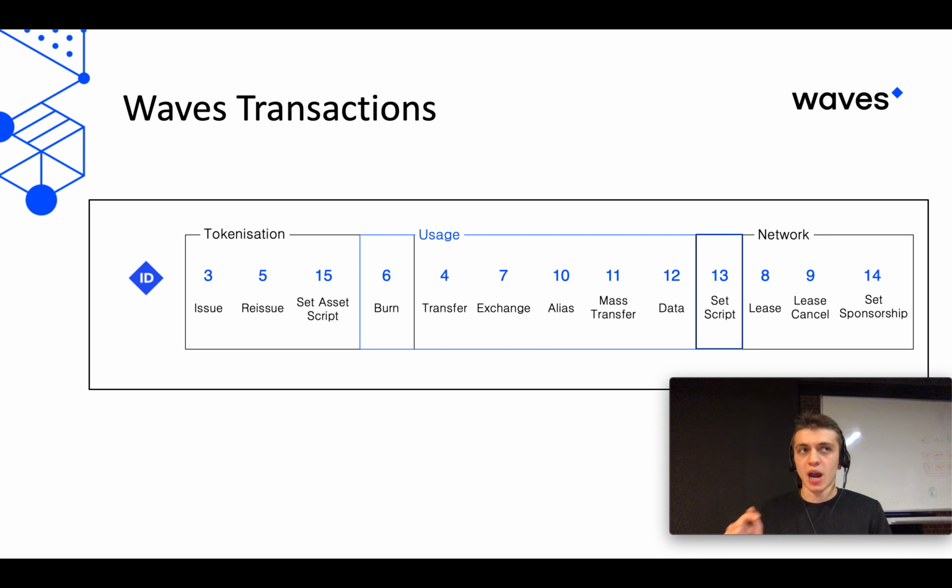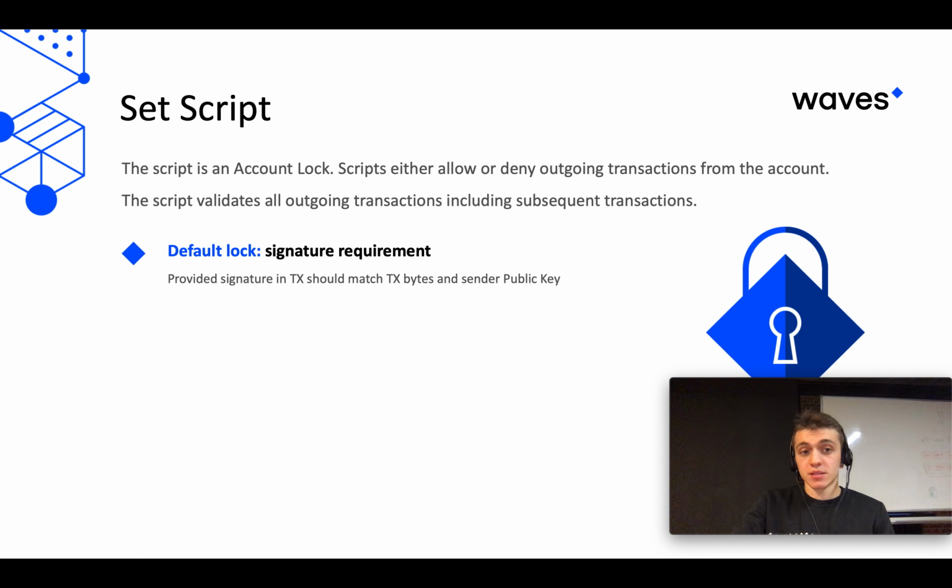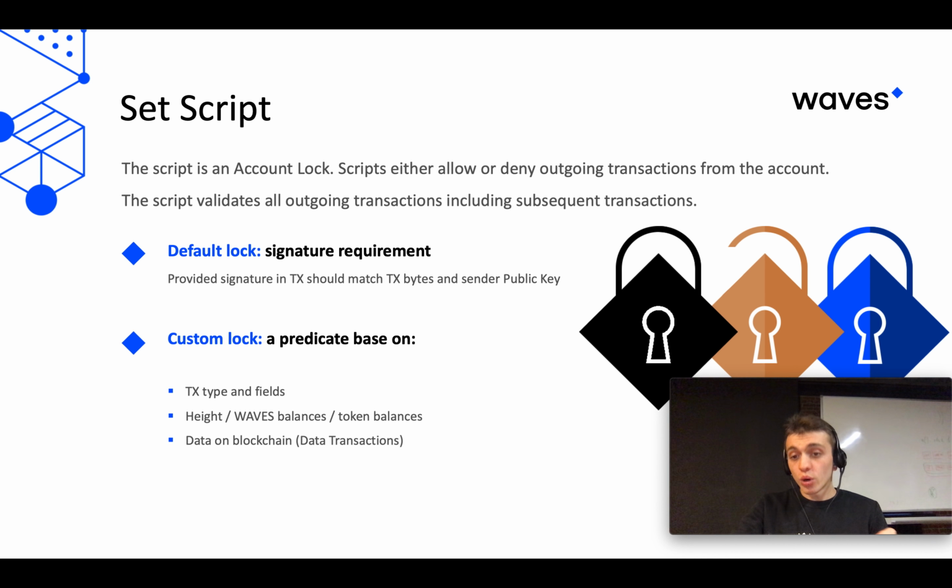So, what is a set script transaction? Script is an account lock, as I already said. It either allows or denies outgoing transactions from the account. The default lock requires a signature. A custom lock is a predicate based on transaction type and fields, height, balance, token balance, Waves balance, or any data on the blockchain using data transactions.